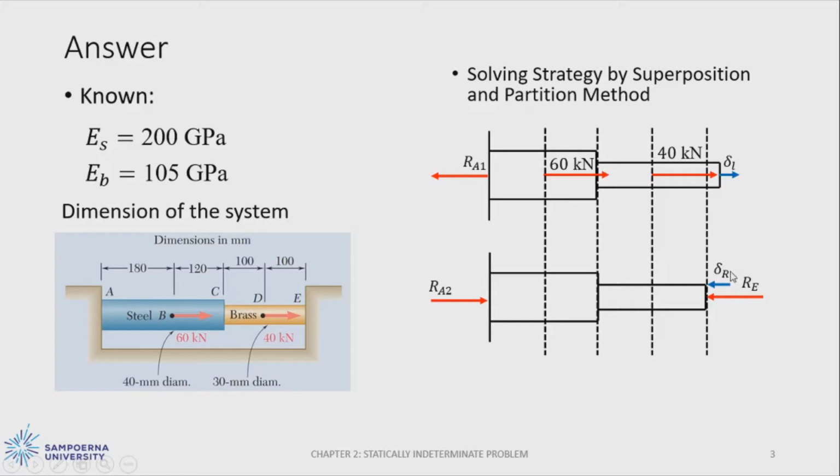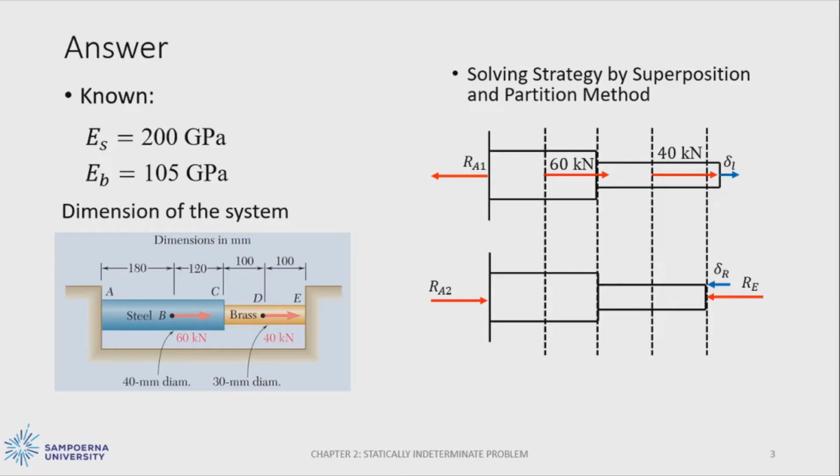Then we will use the partition method to know the deformation occurring in each part of the system. The partition is based on a change in external force, a change in the cross-sectional area, or a change in material. For this problem, it can be divided into four different parts. The partition can be started from left to right or otherwise. In this example, we will start from the left to the right.